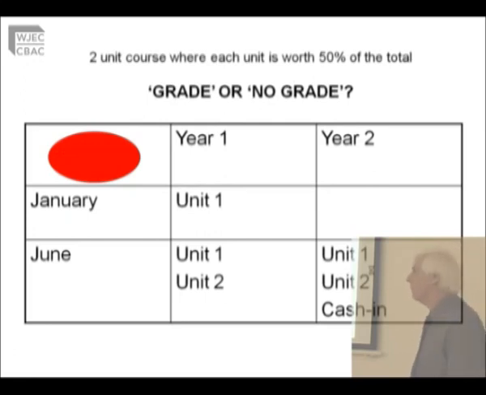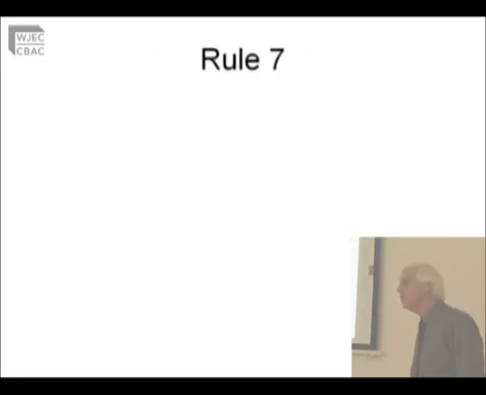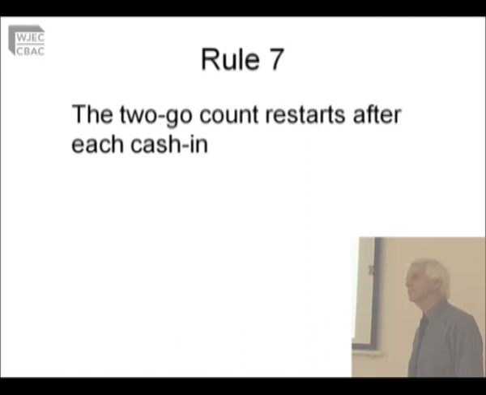No grade. Why not? It's because he's had 3 goes at Unit 1. Not allowed 3 goes at Unit 1. We should have something in our system that reminds him, this is your 3rd go at Unit 1. Something wrong there. You can get around that. Rule 7. The 2-go count restarts after each cash-in. If you played Mornington Crescent, it's a bit like that. We can add rules. Subject to the terminal rule, the better of the 2 most recent outcomes counts.